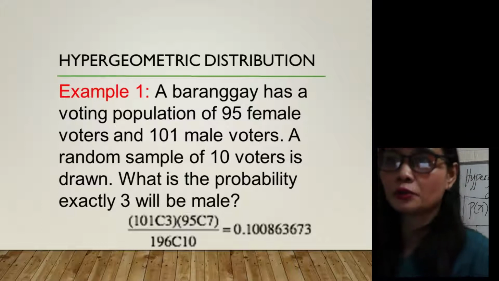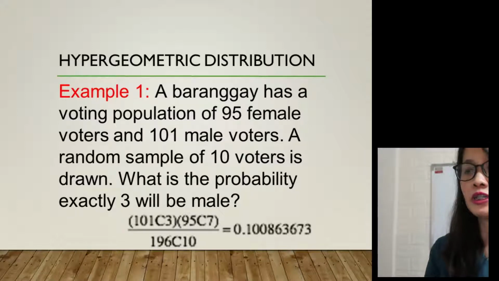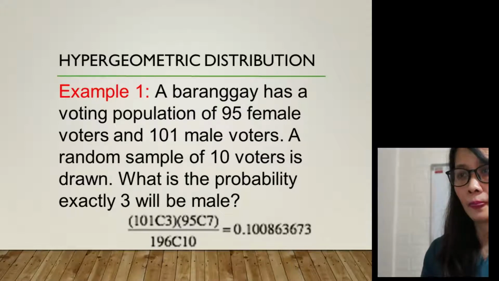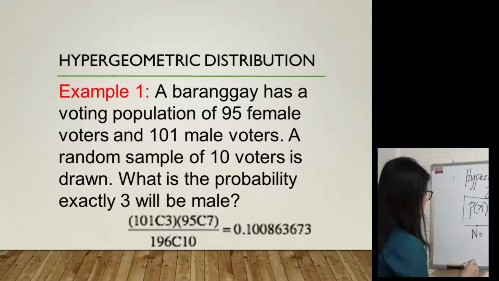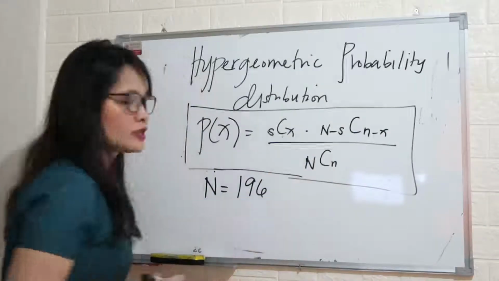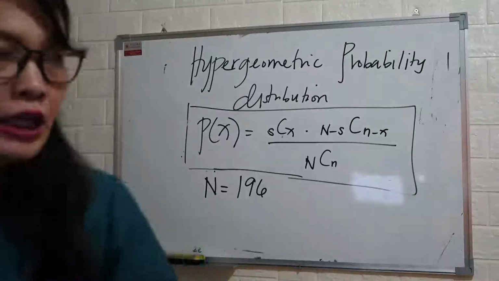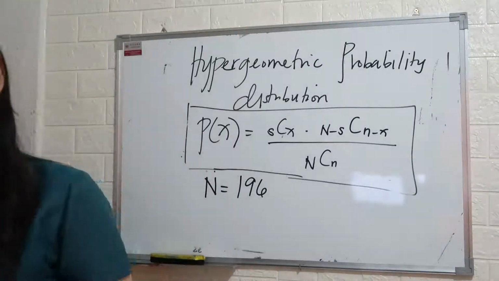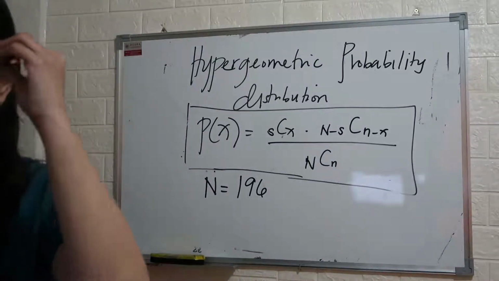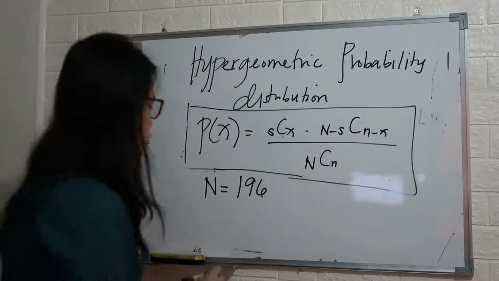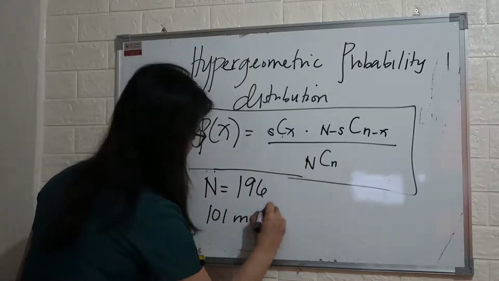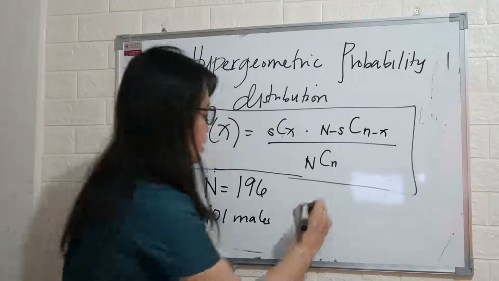How many volunteers in total? That's 196. Okay, 196. In 196, how many are males? 101. So there are 101 males. And then we do have 95 females.